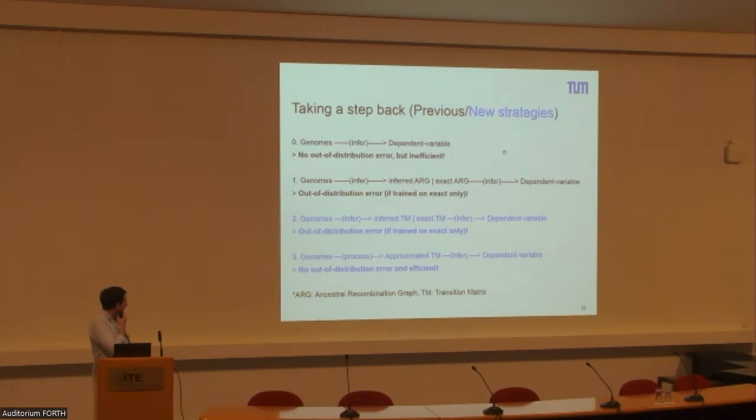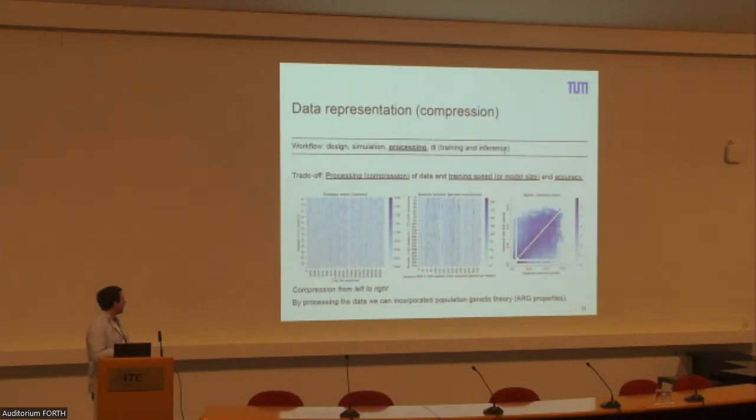But the real method which I want to present here is the third one, which is actually just approximating the transition matrix and using the approximated transition matrix for training a transformer model. The first step is simply reshaping the data, pre-processing it, and then having one simple training step using an approximated transition matrix to train. And there's no out of distribution error, and it's really fast because, yeah, we'll see in a moment.